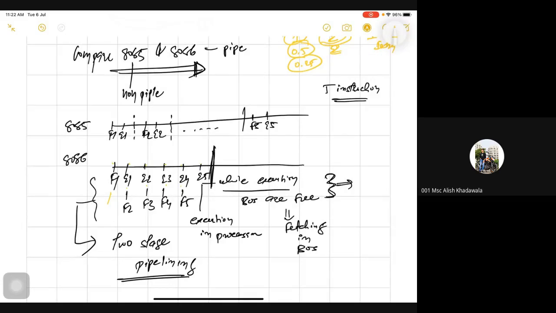If we talk about the 8085 processor, which is the previous generation of the 8086, it does not have pipelining, while in the 8086 we have a pipeline. It is called a one-stage pipeline. Now I will explain how it works.